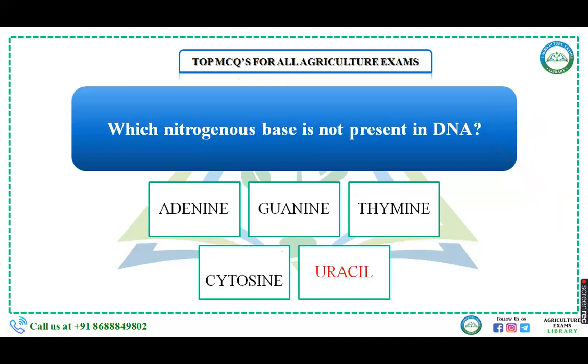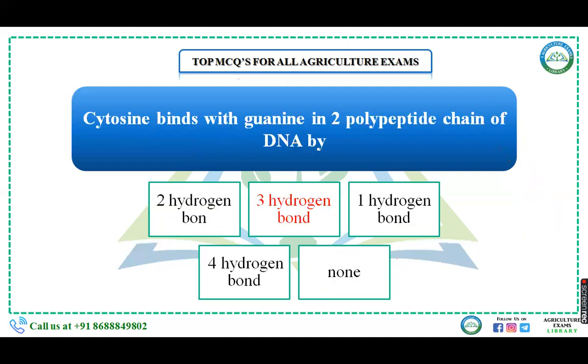Which nitrogenous base is not present in DNA? Adenine, guanine, thymine, cytosine, uracil. In the previous slide, I told you uracil is not present in case of DNA. Cytosine binds with guanine in the two chains of DNA by 2 hydrogen bonds, 3 hydrogen bonds, 1 hydrogen bond, 4 hydrogen bonds, none. I told you in the previous slide that in both chains, purine and pyrimidine are attached to each other by hydrogen bonds. Adenine binds with thymine by two hydrogen bonds and guanine with cytosine by three hydrogen bonds. That is 3 hydrogen bonds.